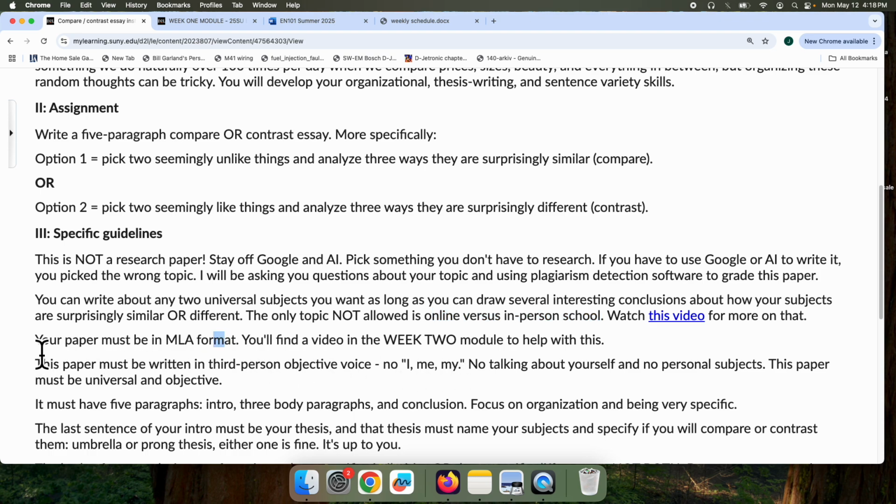All right, so we're using MLA formatting to do this paper. You probably don't know what that means, and that's fine. In week 2, you'll see there's a video to help you with that. Since you're doing universal subjects, we're not talking about ourselves here. You don't say I, me, my. Instead, you want to talk about your subjects, not about yourself. And so that's why you don't want to write about your two twins, even though they look alike. They're actually very different. That would be personal, not universal. So this is a universal and objective paper.